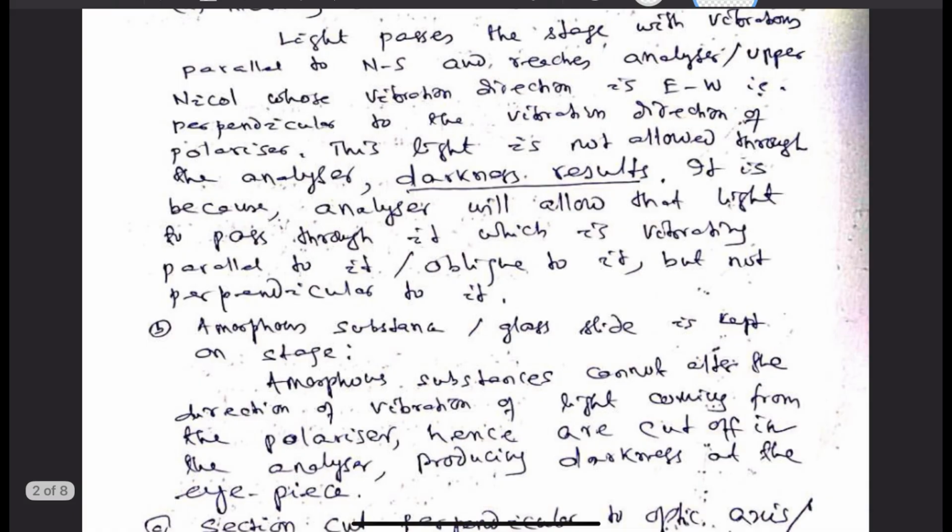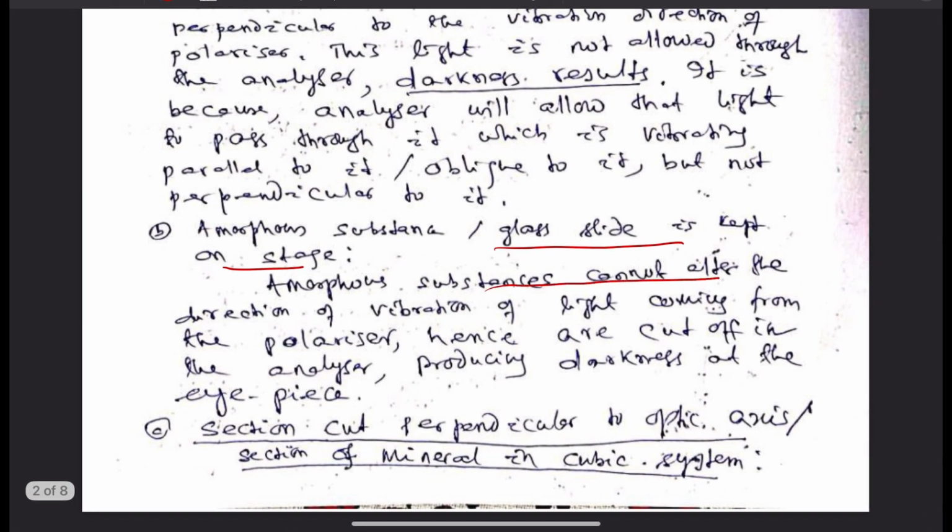Then let us keep an amorphous substance such as a glass slide on the stage. We know amorphous substances cannot alter the direction of vibration of light coming from the polarizer. Hence, the polarized light with north-south vibration simply passes through the glass slide without any deviation in its path. It will come up, it will hit the analyzer perpendicularly. Analyzer will not allow it to pass through. Darkness results.